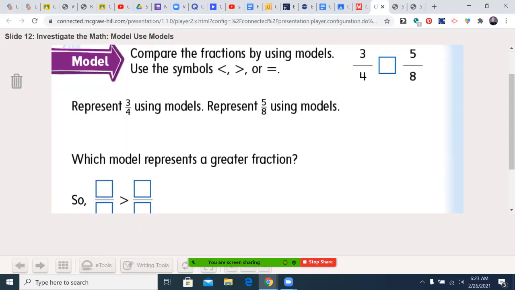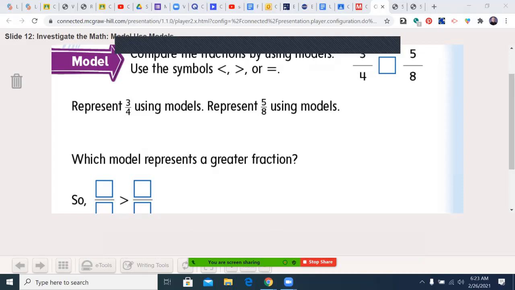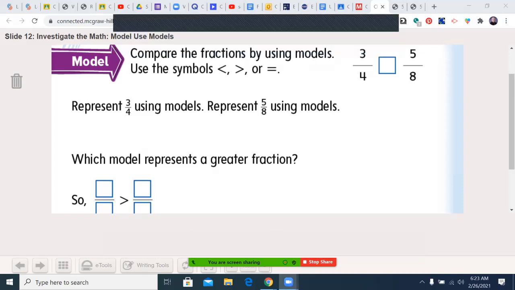So what are we doing today? We're going to compare the fractions by using models, if necessary. Use the symbols less than, greater than, or equal to. This is no different than when we compared whole numbers, but now we're using fractions. So first off, I need a 3/4.